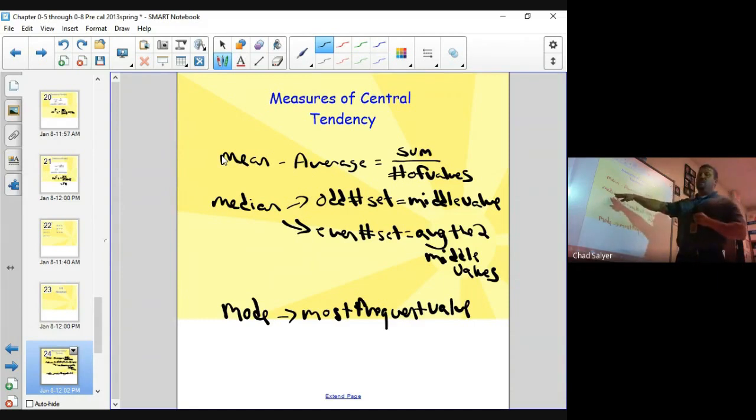So that's the case where the median would be a better choice. If you have outliers that skew your data, choose the median. If the numbers all fall within a pretty reasonable range, the mean is a better choice. The mode is rarely used.